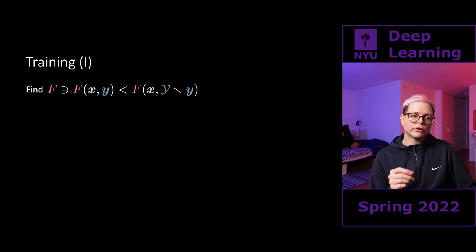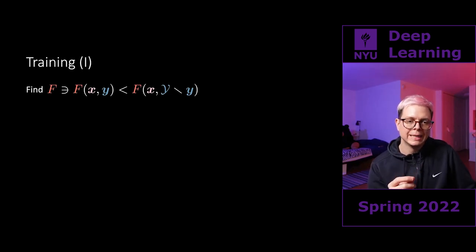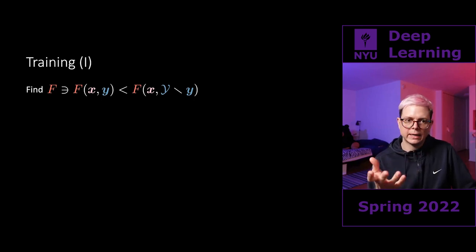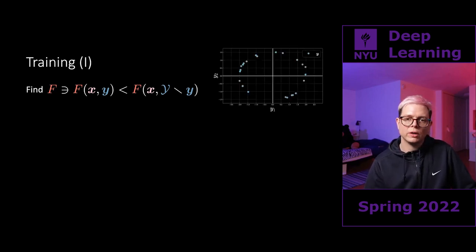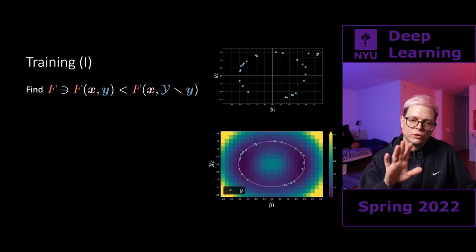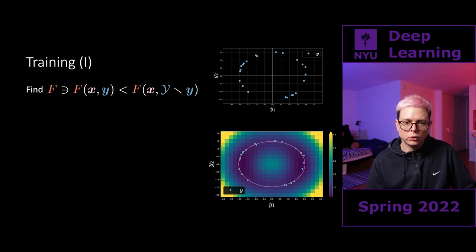So how do we train this stuff? We would like to find an energy such that the energy for the observed pairs, or just targets if we don't have the X, is going to be lower than the energy for the non-observed ones. So that's basically what we'd like to do. If we have those targets over there, we'd like to have an energy which is going to be low for the observed dots, higher otherwise. How to do that? Two options.